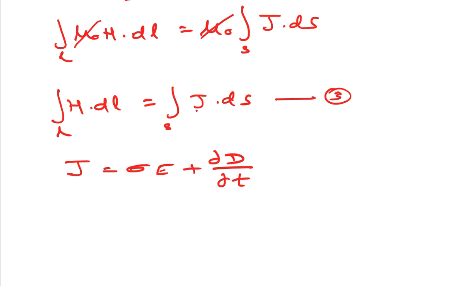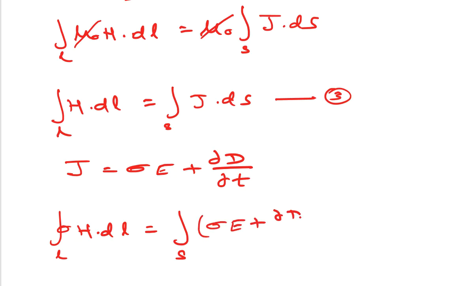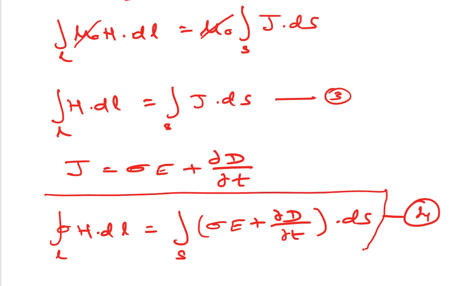Let us substitute this in equation 3. So we will get a closed line integral H dot dl equal to surface integral. Instead of J, we can put sigma E plus dou D by dou t into ds. So if you see, this is the integral form of Maxwell's fourth equation.